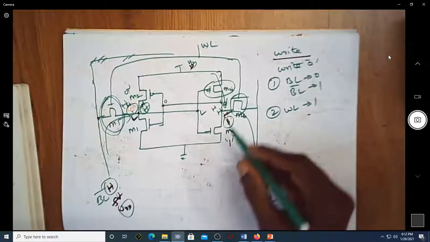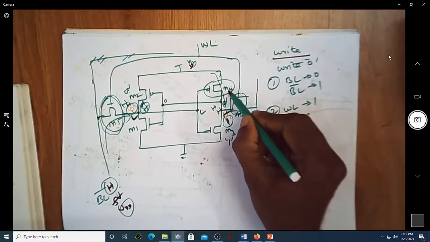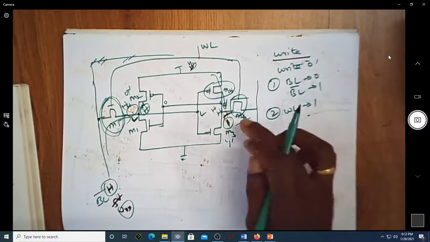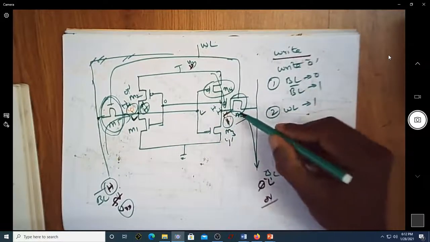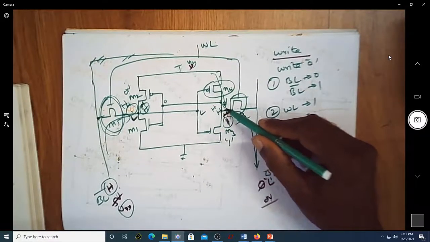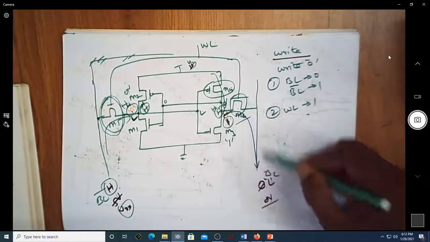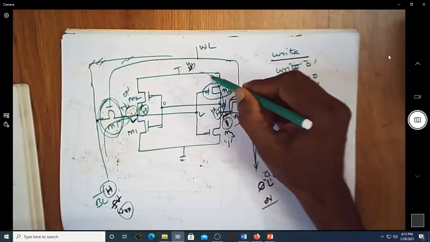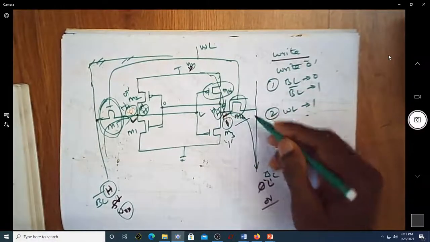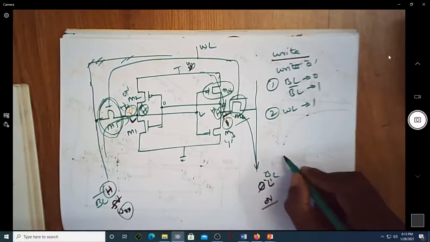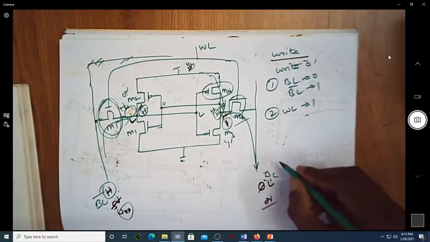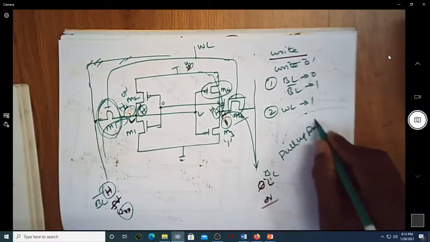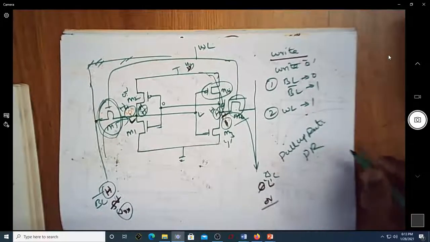Meaning to say, the dimension of this M4 transistor should be smaller compared to the dimension of M6 transistor. Meaning M6 transistor should allow the voltage here to discharge quickly, faster than this M4 transistor, allowing the charges to come and accumulate here. So that will be understood if we understand a ratio called the pull-up ratio.